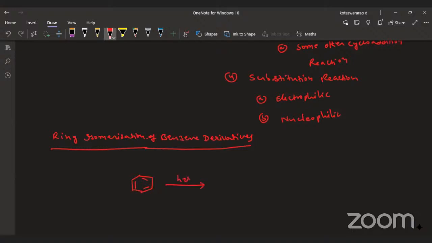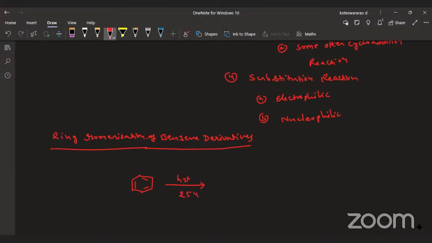This light irradiation is sometimes at 254 nanometers, or sometimes at lower wavelengths, that is, higher energy radiations. That means we start from 160 to 260 nanometers radiation. In that range, it undergoes ring isomerization reactions. First, we are considering the 254 nanometers.